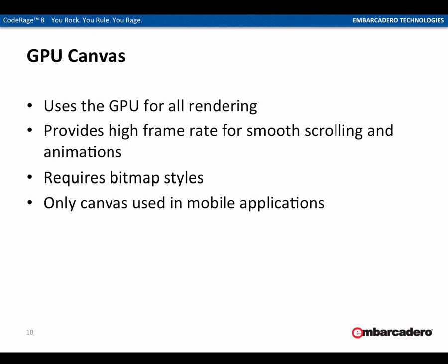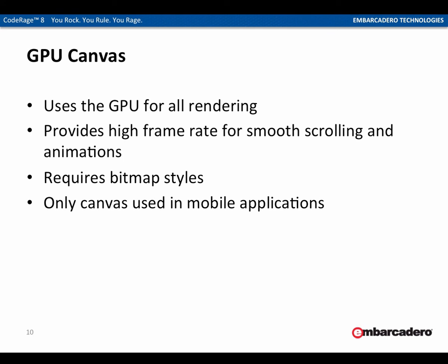Because device makers have put a lot of emphasis on gaming on mobile devices, on cell phones and tablets, the mobile devices tend to have relatively powerful GPUs compared to their CPU. We created a new GPU canvas that makes use of the GPU exclusively for rendering. This lets FireMonkey mobile applications have a high frame rate during operations like scrolling through lists and performing rotation animations.